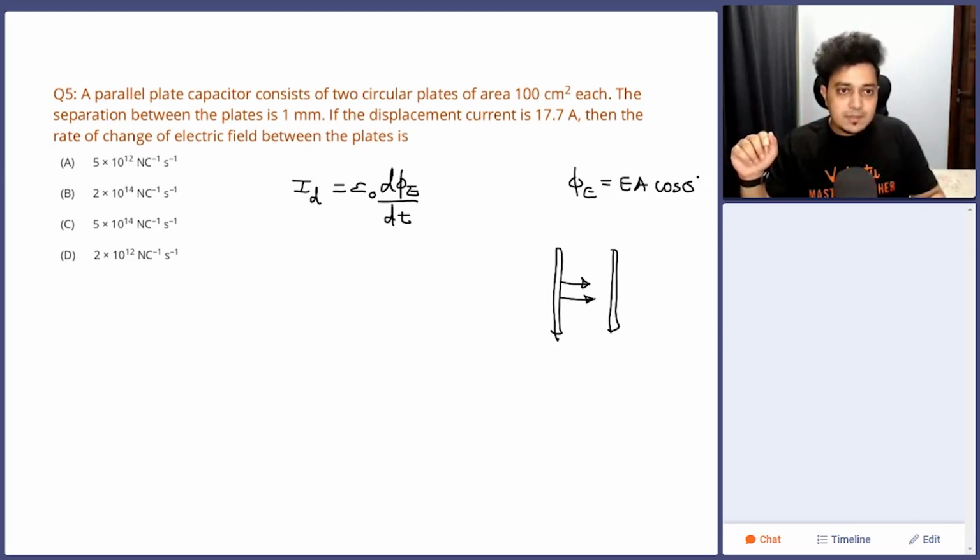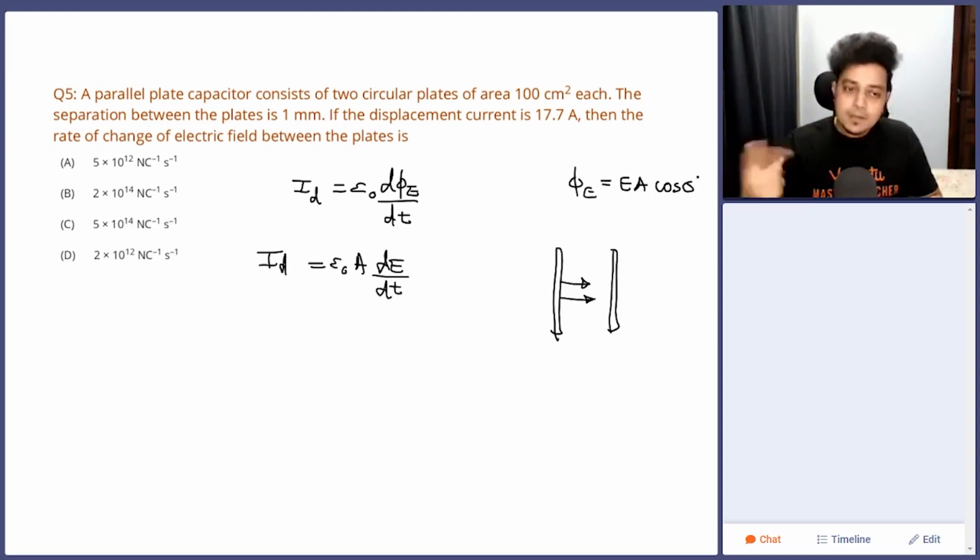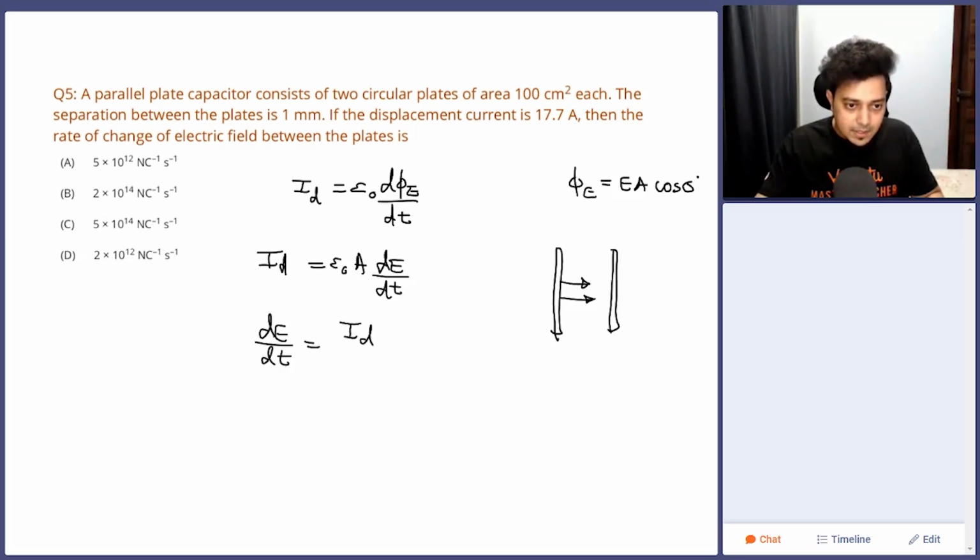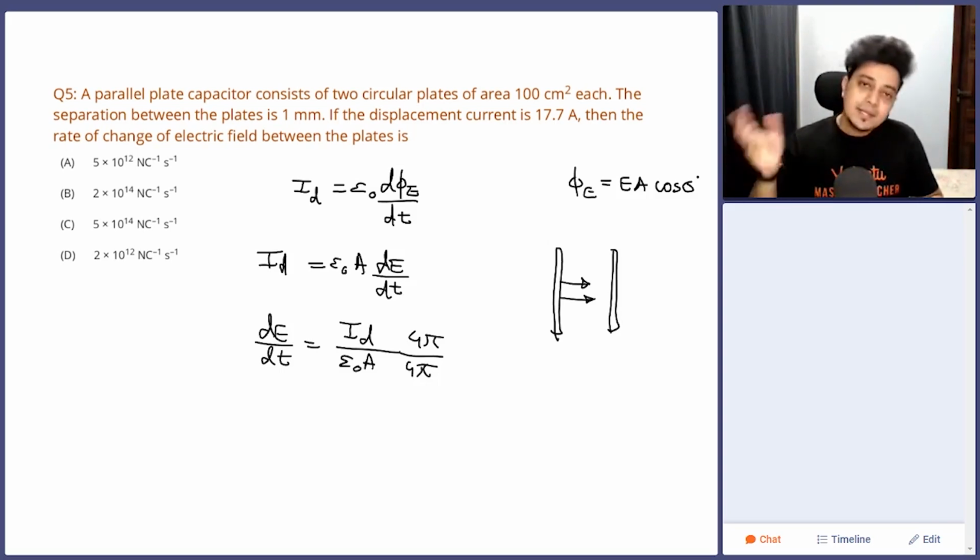So if I substitute here, I will take the constants outside. So area will be kept outside. It will be dE by dt, cos 0 is 1. Displacement current is given. Now rearrange this. We have to solve for dE by dt. So displacement current I_D upon epsilon naught A. So multiplying by 4 pi, dividing by 4 pi. Why am I doing this? I'm dividing by 4 pi because 1 upon 4 pi epsilon naught is easy to solve.